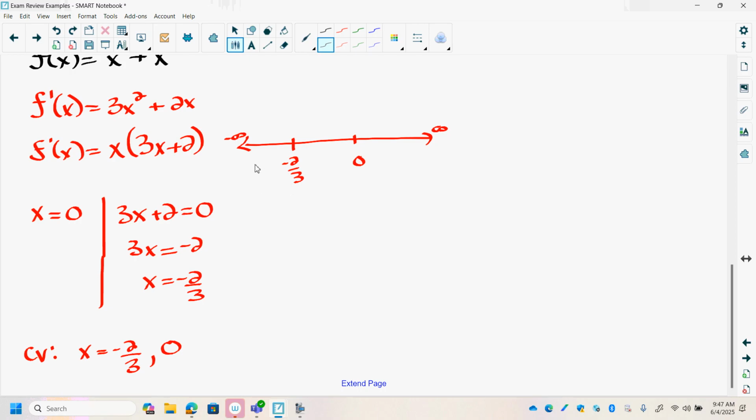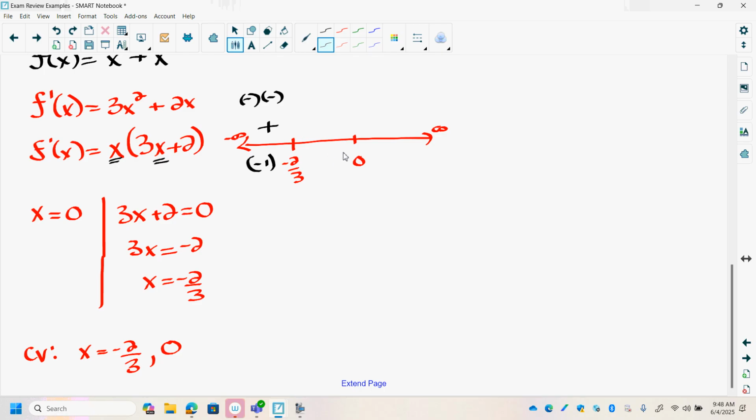Negative 1. Wicked. And I'm plugging that in for x right here. It would be a negative, right? That first factor would be a negative 1. What would the second factor be? 3 times negative 1, negative 3 plus 2. It'd be a negative as well, right? What's a negative times a negative? Positive, good.